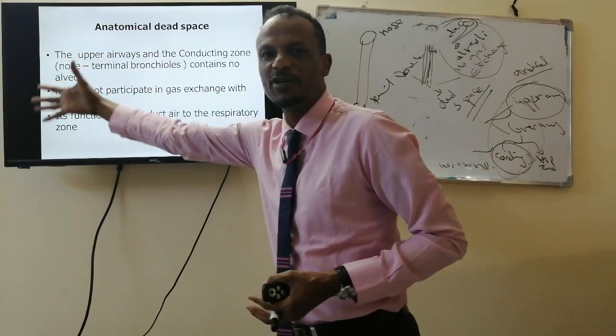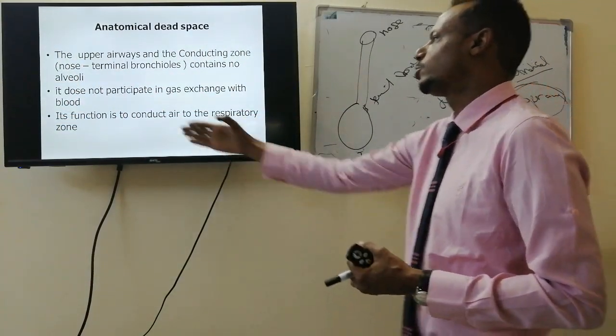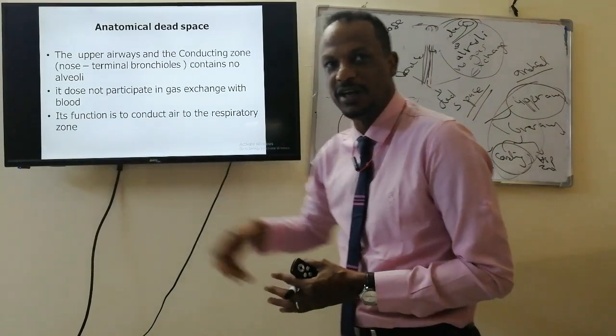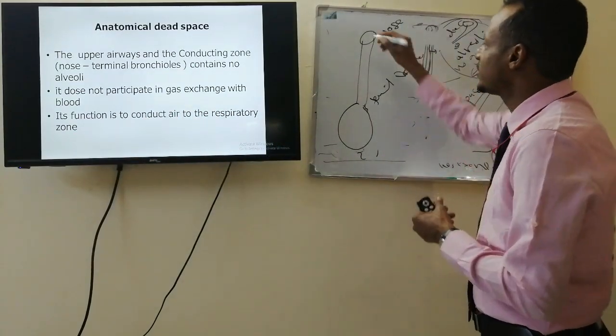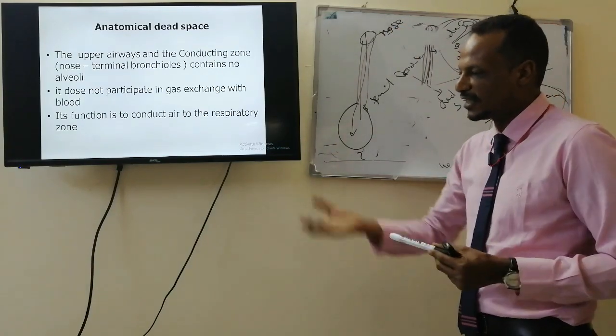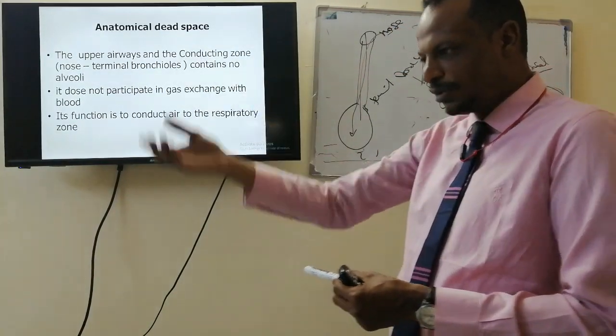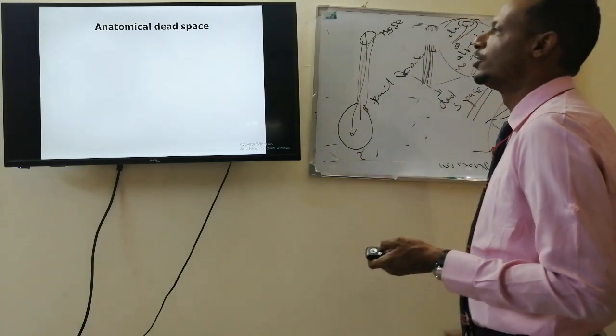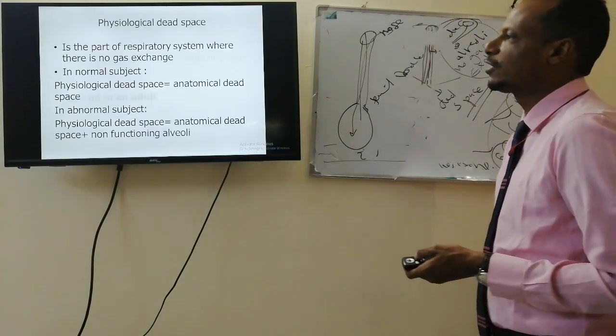What is the function of the anatomical dead space? It is to conduct air to the respiratory zone. Conducting air means helping in the entry and exit of air. That means it just brings the air into the lung and takes the air out from the exchange zone. The upper airway is the conducting zone.